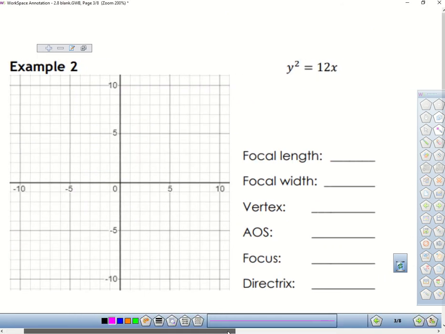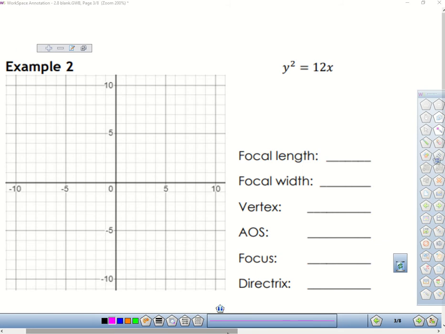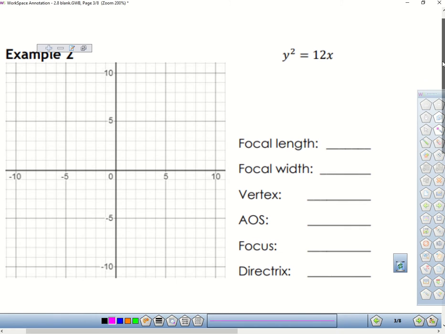So the next example we're looking at is y squared is equal to 12x. So the first thing you look at is which of the variables is squared? Is it the x or the y? The y is squared. So if the y is squared, that means we're going to open left or right.